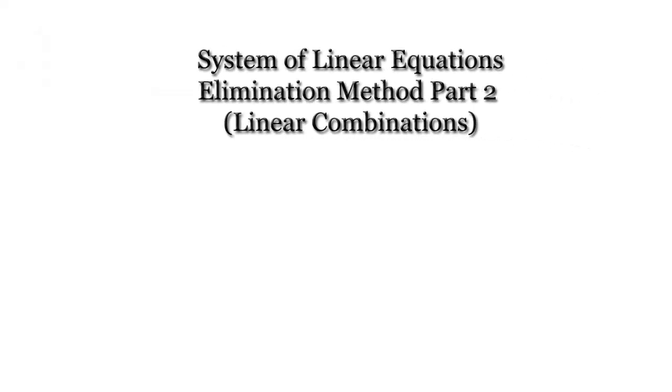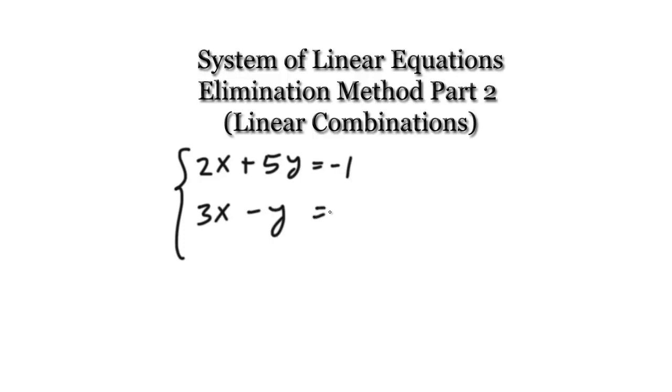Hi everyone, for this lesson I'll show you how to use the elimination method part 2 to solve a system of linear equations. This is also known as the linear combination method. So let's start off with this system here. Let's say we have 2x plus 5y is equal to -1 and 3x minus y is equal to 7.